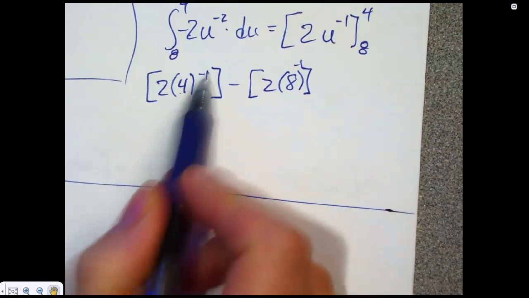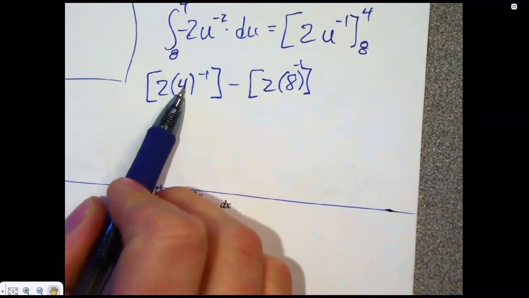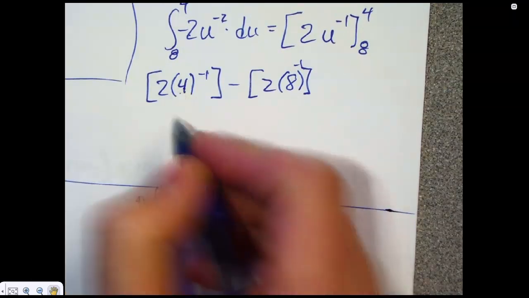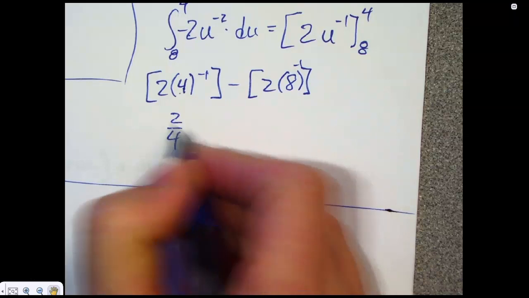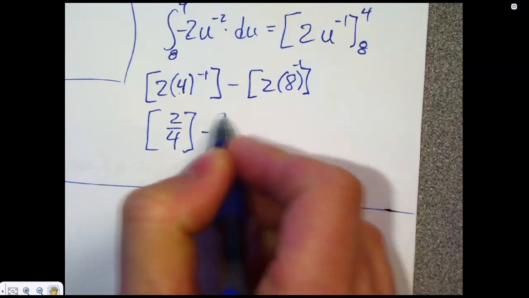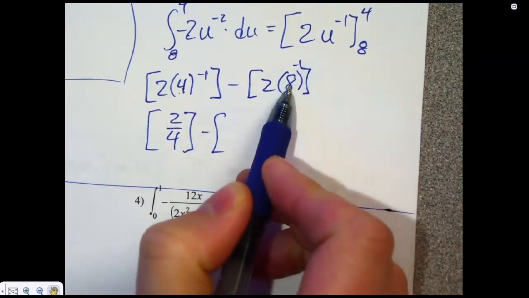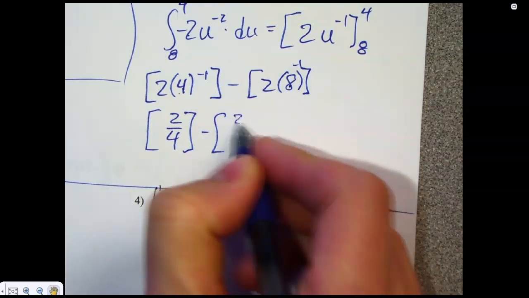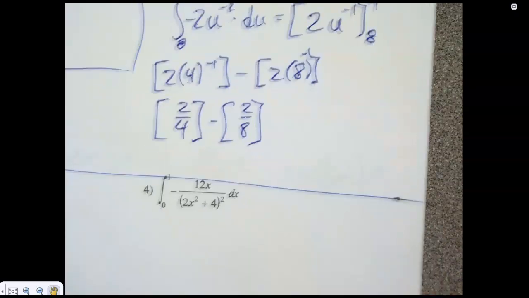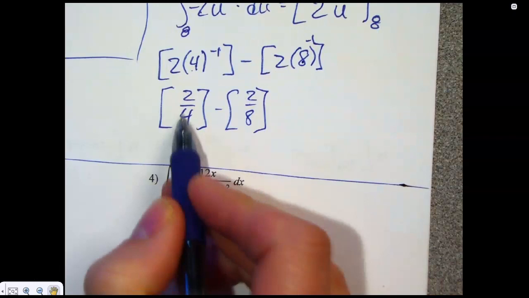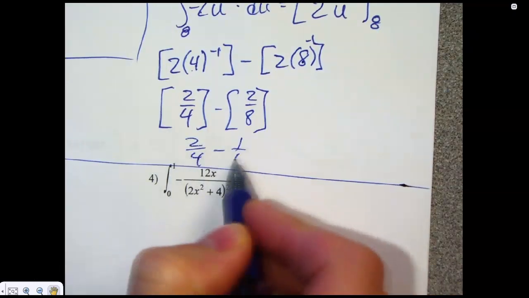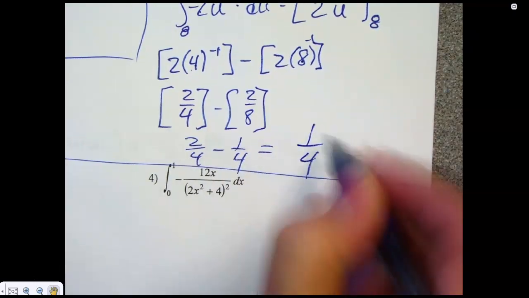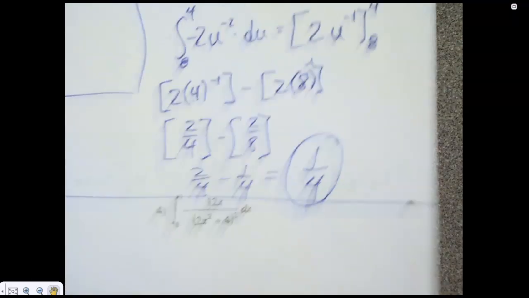So what's 4 to the negative first? 1/4, right? So this is like 2/4. Minus, so 8 to the negative first is 1/8, so this is like 2/8. So this is really 2/4 minus 1/4, which is 1/4. Wow.